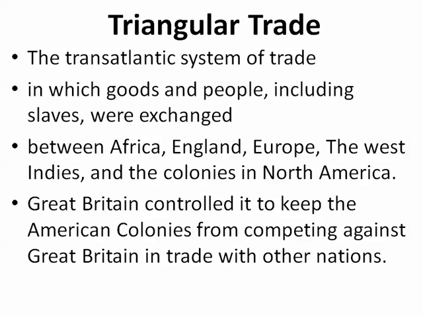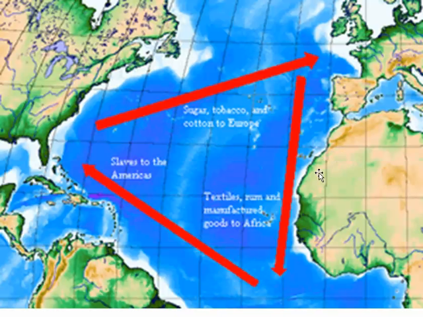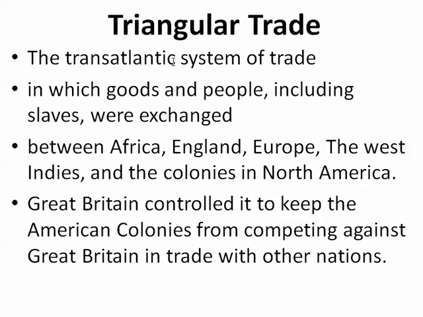So let's look at these places. Here's Africa, the west coast of Africa. Here's Europe. There's England here. These are where the 13 original colonies were. And here's the West Indies. And again, the triangular trade, this pattern looks like a triangle, but it's also called transatlantic, across the Atlantic Ocean trade.